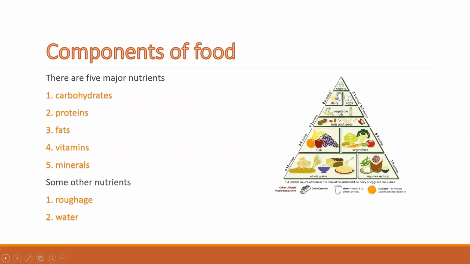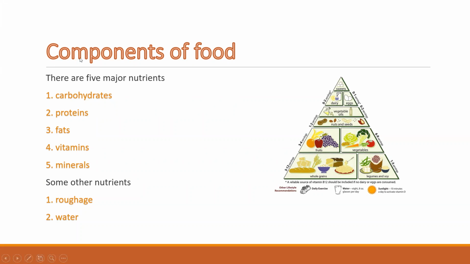So, first of all, I want to tell you what are nutrients. Nutrients are the essential substances in a food that give us energy and health. We stay healthy with the nutrients. There are some essential substances which give nourishment to the body.